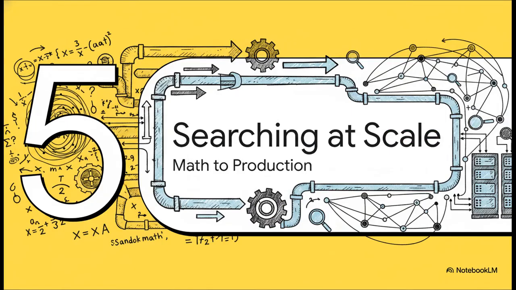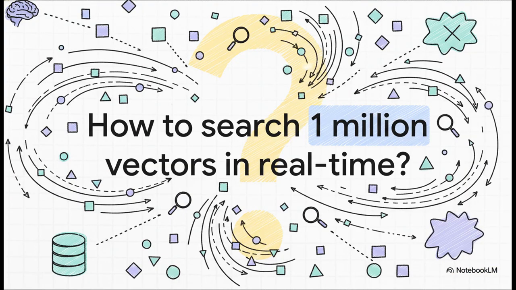And finally, section 5, searching at scale, going from math to production. Everything we've discussed works flawlessly when you're just testing things out in a sandbox on your laptop, but taking this into a live, breathing production environment brings us to the climax of our pipeline journey. Because here's the big reality check. How do you actually search 1 million vectors in real time?